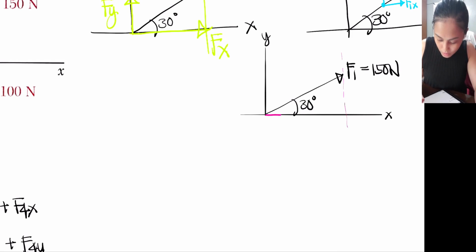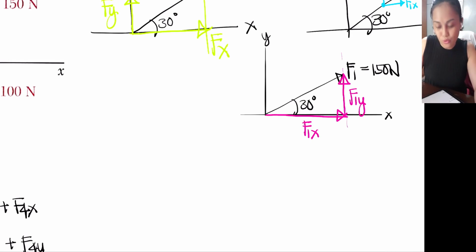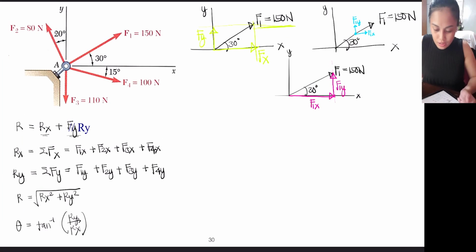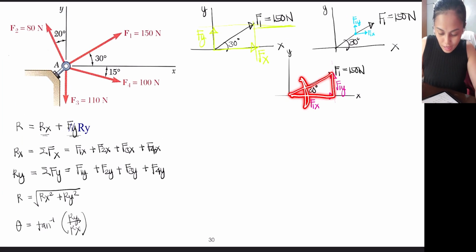So this is the component along x, F1x, and then the component along y, F1y. So we have a triangle, a force triangle, and we also have the angle. So we can get the values of F1y and F1x using sine and cosine. Cosine of the angle gives F1x, then sine of the angle gives F1y.